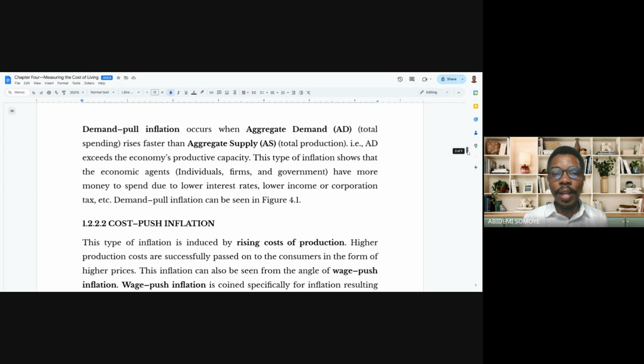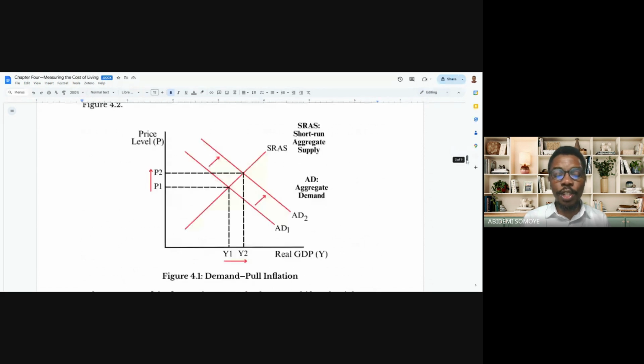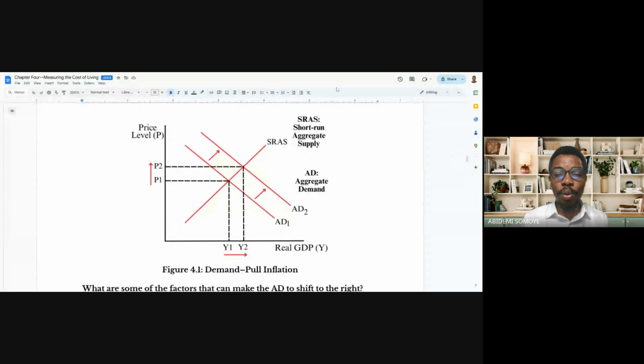Okay, so now let's take a look at the graph of demand pull inflation. For demand pull inflation, like the name says, demand pull, of course, you know the AD curve shifts to the right. If the AD curve shifts to the right, this is how to draw it. Let me use my pen, just to show how it's drawn.